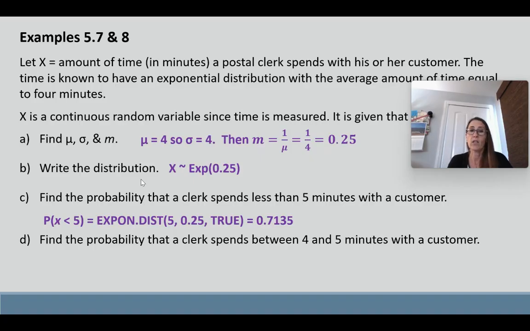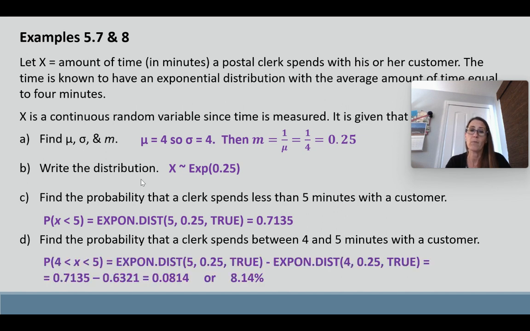So the probability that a clerk spends between 4 and 5 minutes with a customer is 0.0814 or 8.14%.